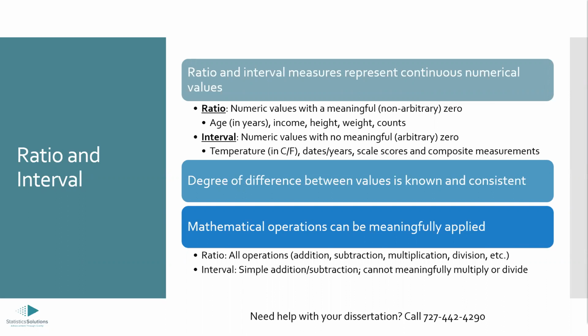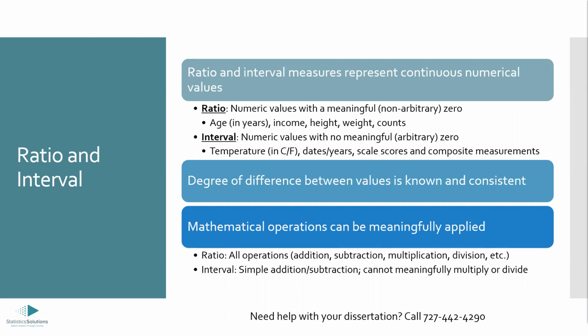And so what do we mean by an arbitrary 0 point? This means that the 0 point for an interval level of measurement does not necessarily mean the complete absence of something. An example of this would be temperature. If the outdoor air temperature is 0 degrees Fahrenheit, that doesn't mean that there is a complete absence of temperature. That's just the 0 point on that temperature scale.